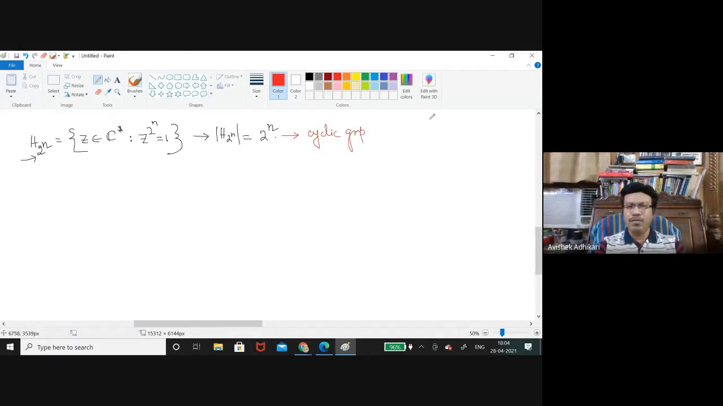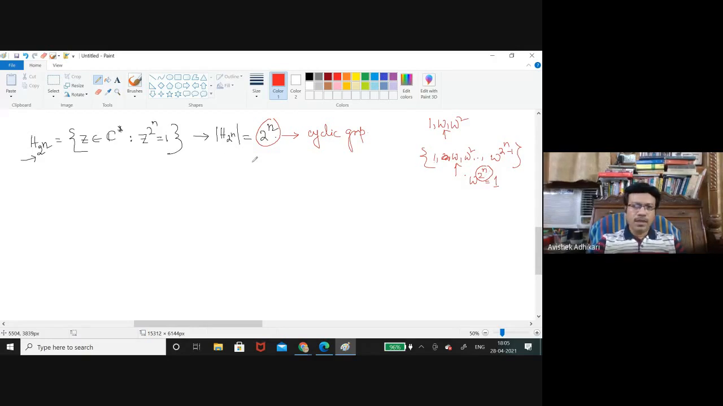Like in case of 1, omega, omega square, omega was my generator. Similarly here, if 1, omega, omega square up to omega to the power 2 to the power n minus 1, then this omega will be my generator. How does it satisfy? Omega to the power 2 to the power n is equal to 1, and 2 to the power n is the smallest integer for which omega to the power 2 to the power n equals 1. That's why the order of the element as well as the order of the group is the same, and as a result it could be a generator.